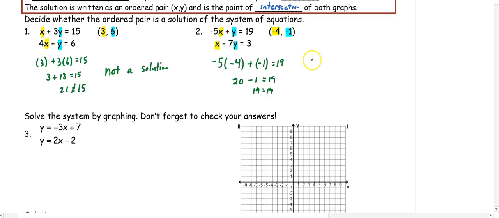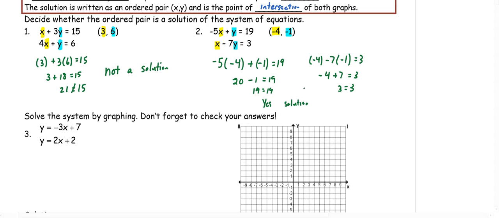Now we're going to test the second equation. I have -4 minus 7 times -1 equals 3. So we get -4 plus 7 equals 3. 3 equals 3. Because both equations are true, yes, this is a solution. When you're graphing, you can always go back and check your answer to make sure that it works in our equations. So let's start graphing.